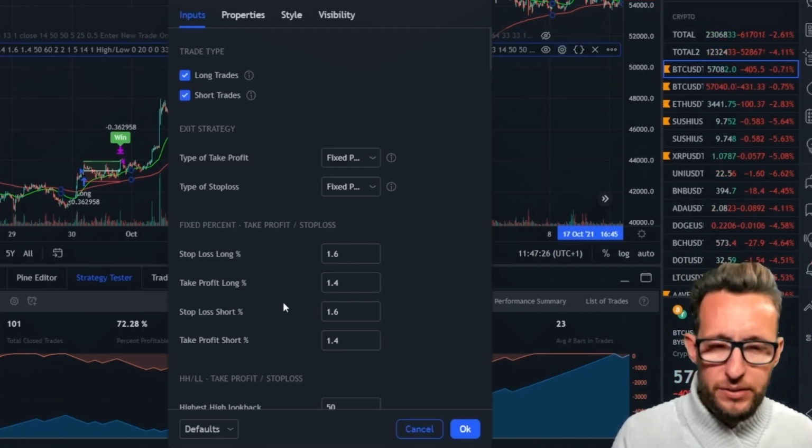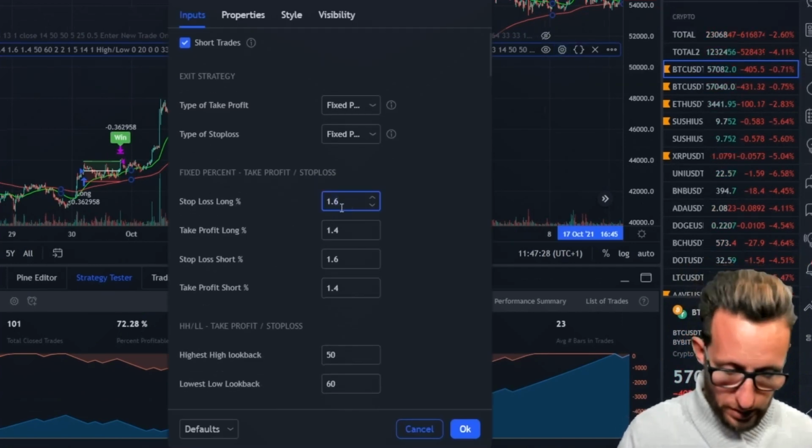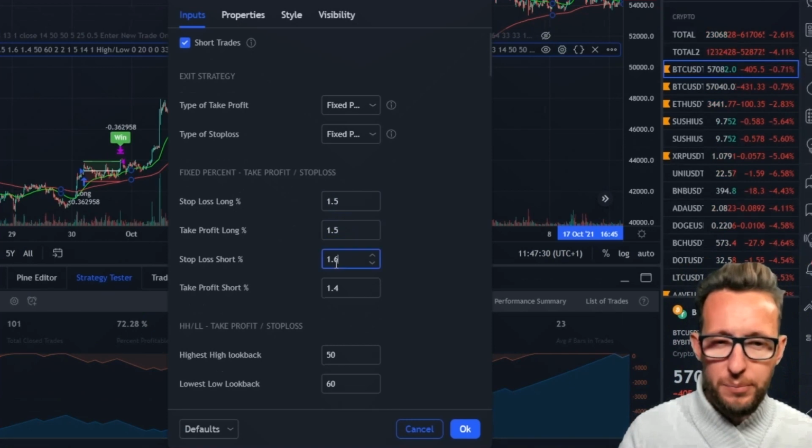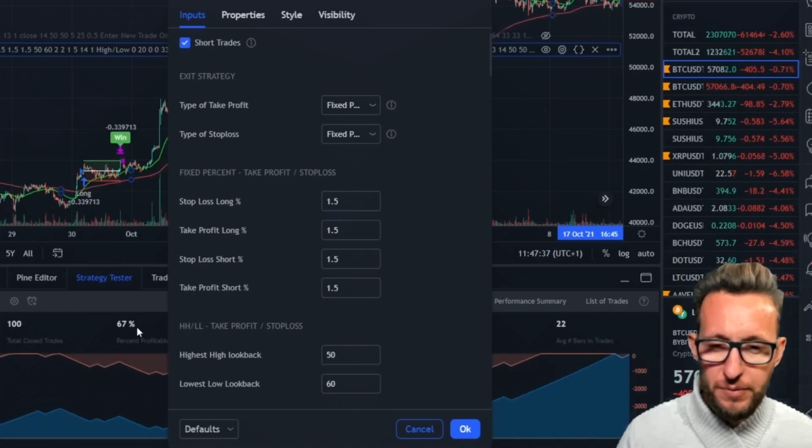Okay, so I'm going to go down. You could actually do a 1.5 and a 1.5 here, and 1.5 there as well. But that will give you a 66, I believe, or a 67% win rate, if I remember rightly, 67.